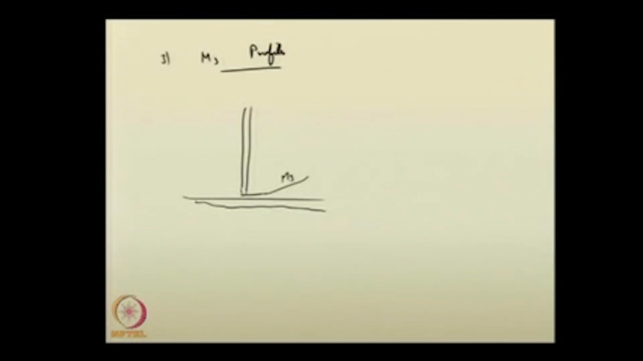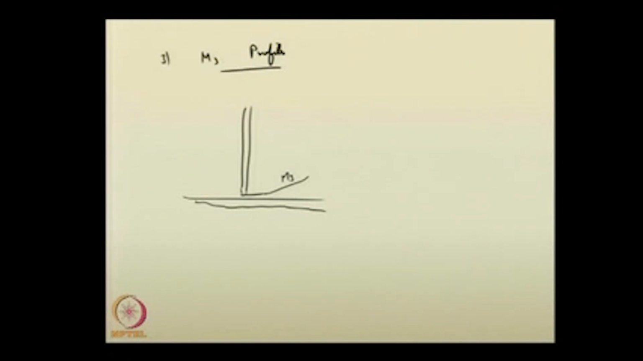Your M3 profiles are witnessed, say, in a uniformly flowing channel. If you keep a shutter, if you just close the shutter and then open it for a small portion, water will gush in like this, and this water profile is there. This will be an M3 gradually varied flow profile.